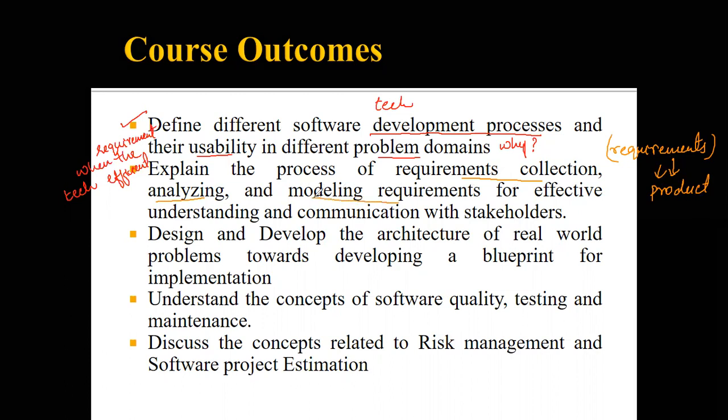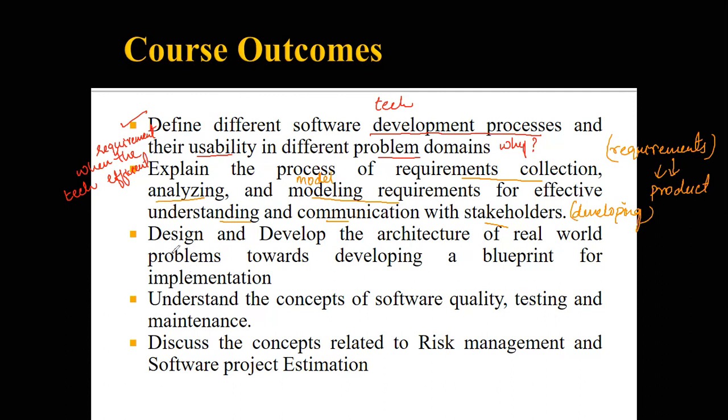And then modeling requirements. Modeling requirements means you're going to prepare a model before you're designing the main software, so that you identify the different requirements and their features. This is used for effective understanding and communication with stakeholders. Stakeholders are the people that are developing the software. This can be the engineers, the managers. That's the second point.